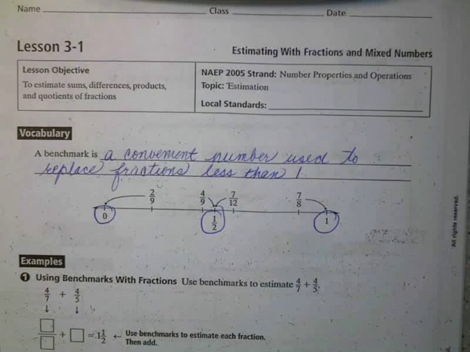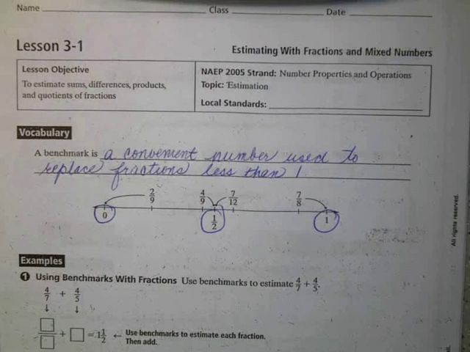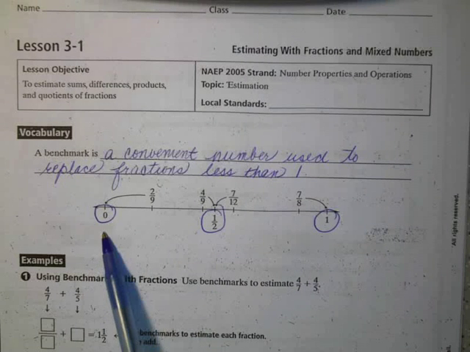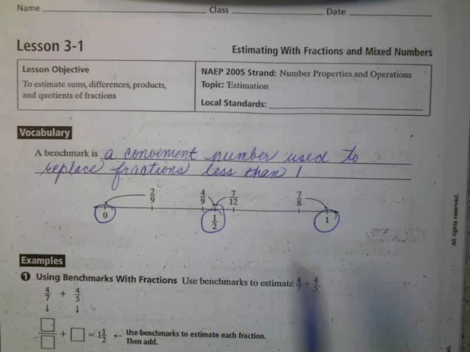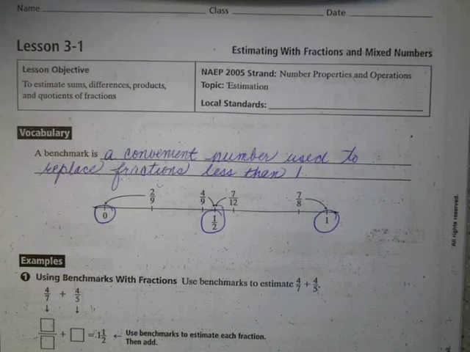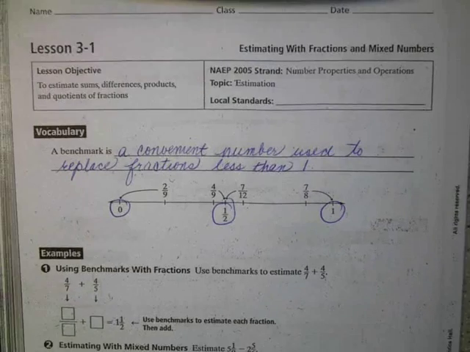Those three benchmarks, we actually have 3 of them, are the numbers 0, 1/2, and 1 whole. Anytime you're estimating with fractions, particularly adding and subtracting, we're going to want to use our benchmarks to do that. For each fraction that you're given, you're going to decide if you had to place it on a number line, would you place it closer to 0, to 1/2, or to 1 whole? And use that as a replacement in the estimate.